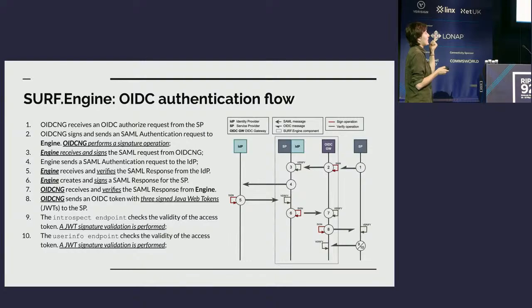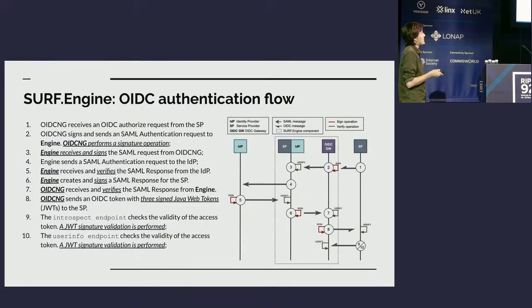Then it gets sent to their underlying SAML architecture. So they verify and send back to the IDP. The IDP signs. This doesn't concern us for now. Then the hub verifies, signs again, and sends to the OpenID Connect gateway. The OpenID Connect gateway verifies, and then in the 8th step sends an OpenID Connect token with 3 signed JSON Web Tokens. So here we have 3 signatures taking place, and they get sent back to the service provider.